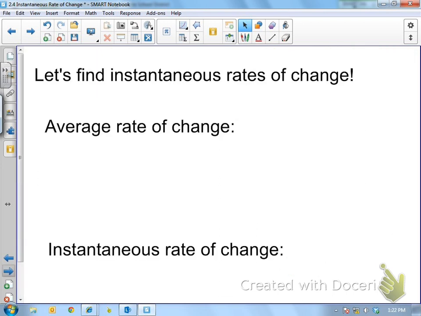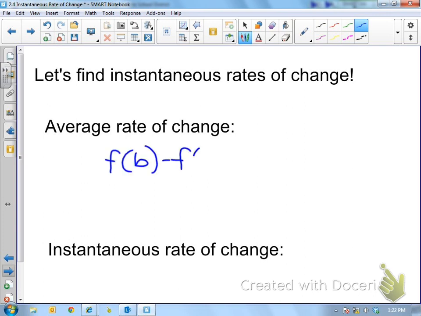Okay, so let's find some instantaneous rates of change. We worked a lot with average rates of change. We found average rate of change in our warm-up today. So average rate of change, how have we been representing average rate of change? f of B minus f of A over B minus A. We could have said f of B minus f of A, or fruit of bananas minus fruit of apples. Something tells me we're hungry.